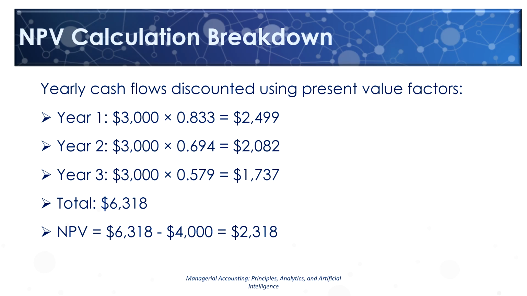$6,318 in today's dollars. We can compare that with the investment of $4,000 to arrive at our net present value, the difference between the total present values minus the investment. And that net present value is $2,318. Because the net present value is positive, the investment should be accepted.